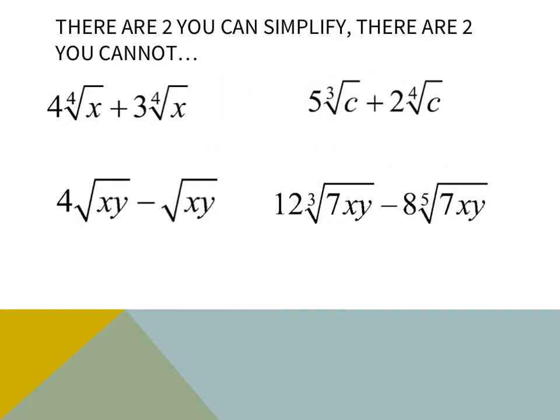So what I want you to do here is take a moment to look at these four. Two of these you can simplify, meaning you can add or subtract them. Two of them you cannot. Remember, the radical has to be the same. You have to have square root, cube root, fourth root. Both have to be the same. And also what's inside of that radical has to be the same. And then all you do is add or subtract the coefficients. So why don't you pause the video and see if you can get it right.